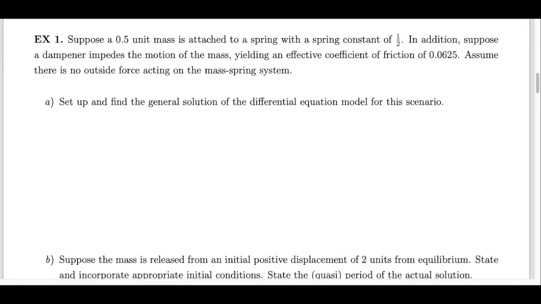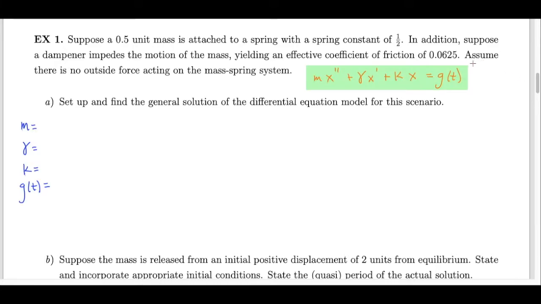We're told additionally that there's a dampener on the motion of the mass, and that effectively introduces a coefficient of friction of 0.0625. And for this first example, I'm going to assume there is no outside force acting on the system.